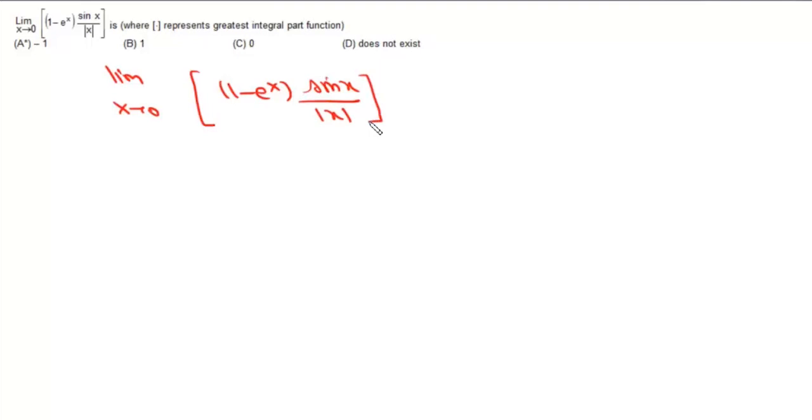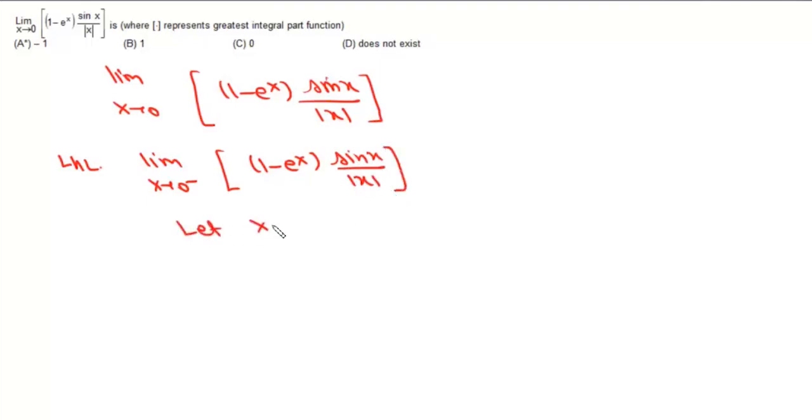Now since this question has both greatest integer and mod with change definition at 0, we have to use left hand limit and right hand limit. So first we'll write its left hand limit. So its left hand limit will be limit x tends to 0 negative, greatest integer of 1 minus e to the power x sin x upon mod x.